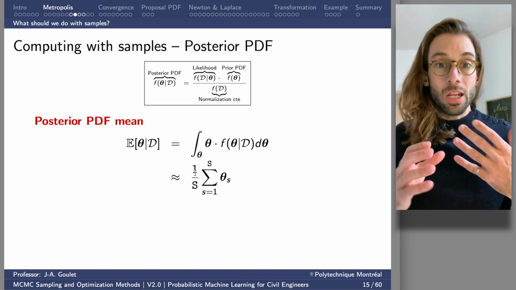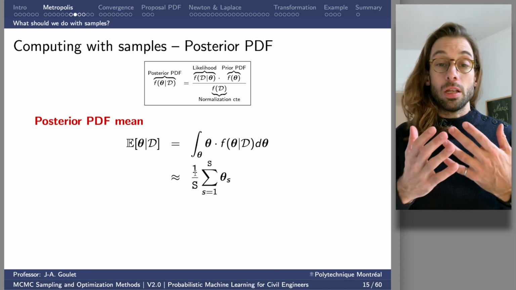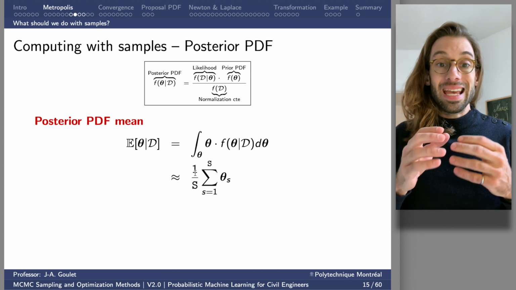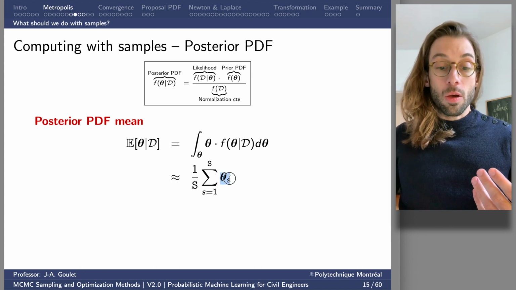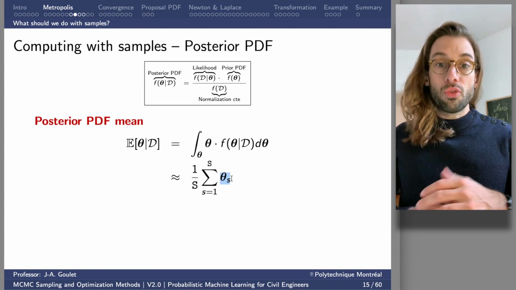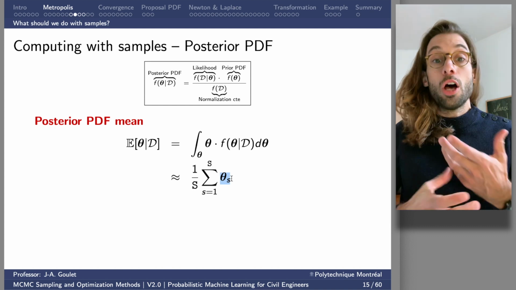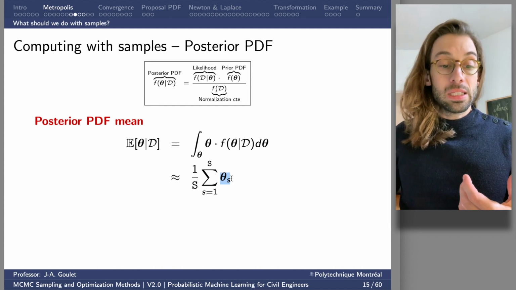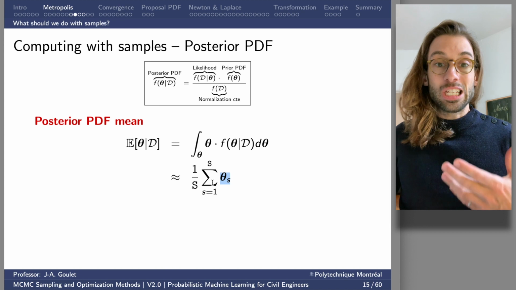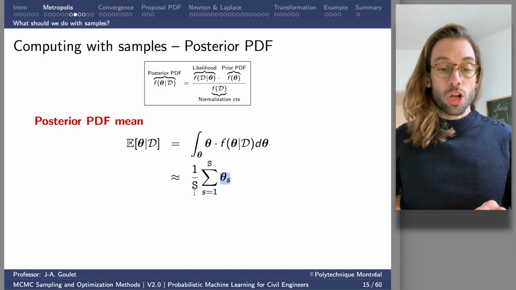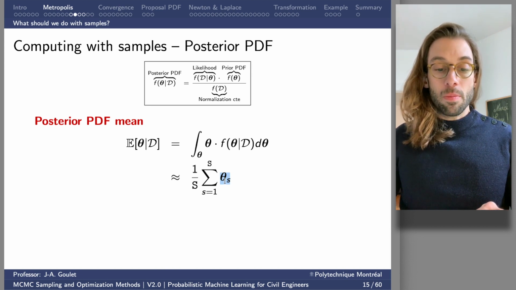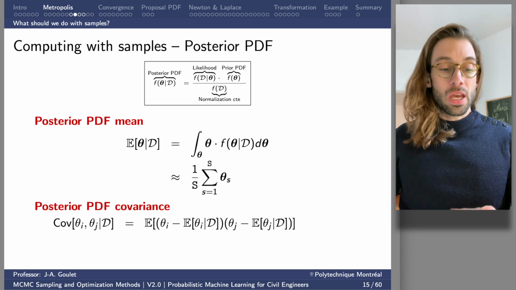In practice, the key aspect of MCMC is that you can do this task very easily. Knowing that the samples you obtain, theta s, are all drawn from the posterior distribution or the unnormalized posterior, it means that you can obtain the expected value of your posterior by simply taking the empirical average of your samples. So 1 over s times the sum of all your sample values.